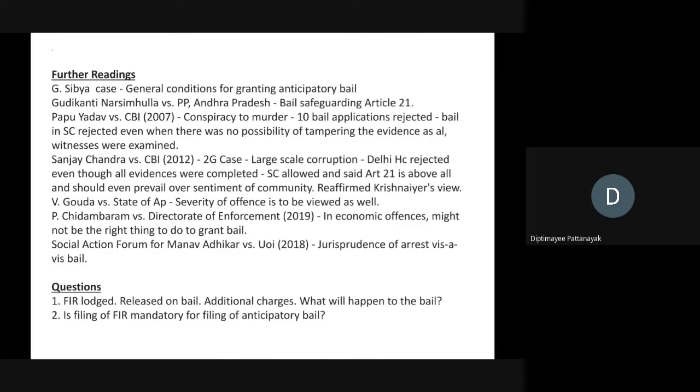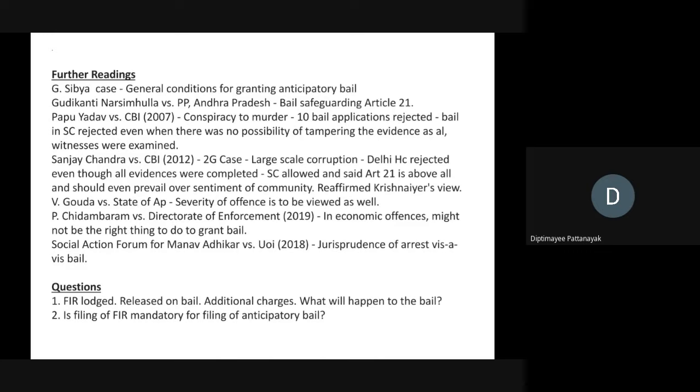In Gudikanti Narasimhulu versus Public Prosecutor, Andhra Pradesh, it was said how bail safeguards Article 21, the entire jurisprudence of Article 21 and bail vice versa, and how bail protects the personal liberty of the people. How the courts are to deal with bail has been very beautifully narrated. So please go through this.